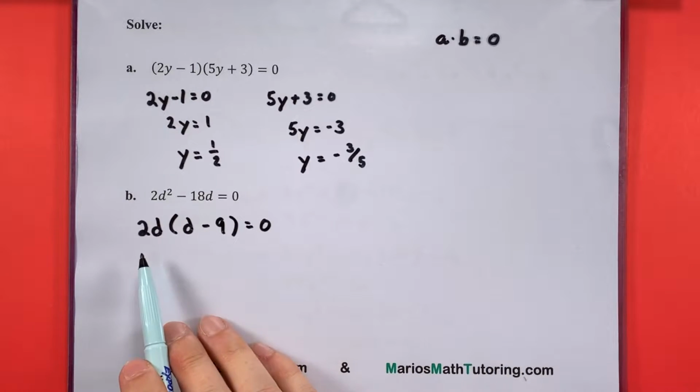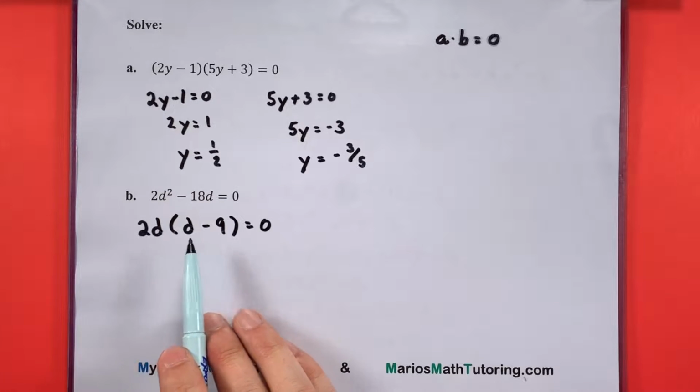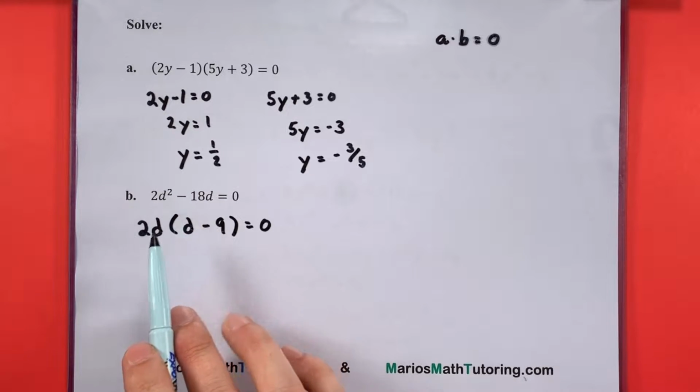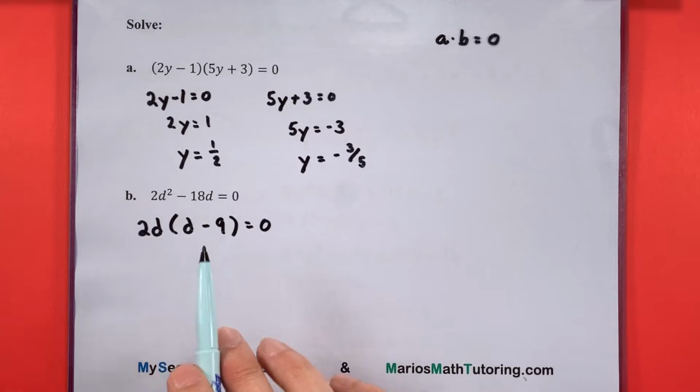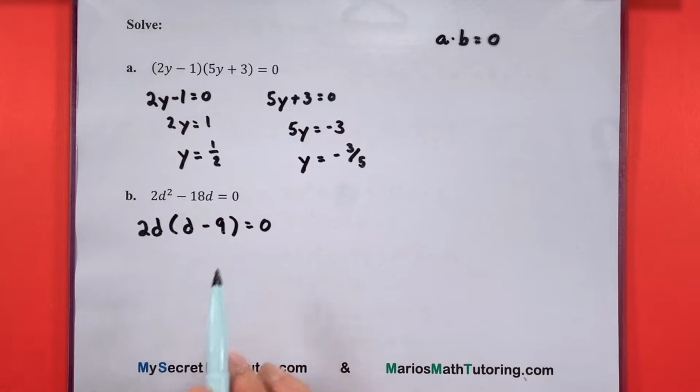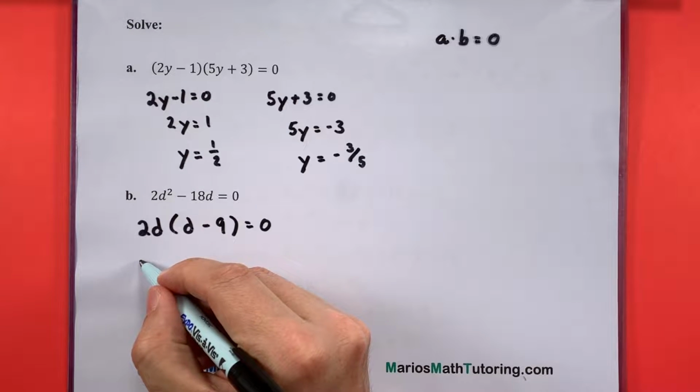Let's just double check our factoring. So 2d times d would be equal to 2d squared, and 2d times a negative 9 would be a negative 18d. So everything's on the up and up, our factoring is correct, and now I have my two pieces.